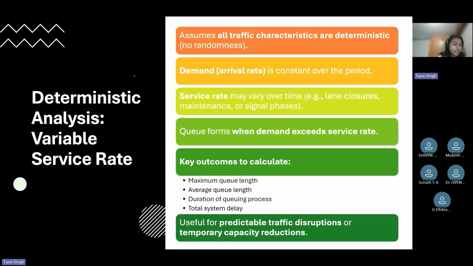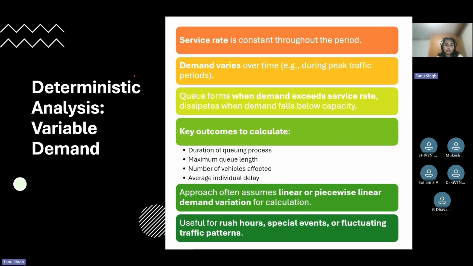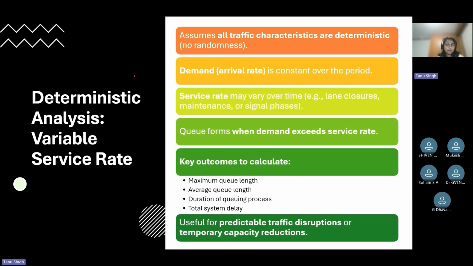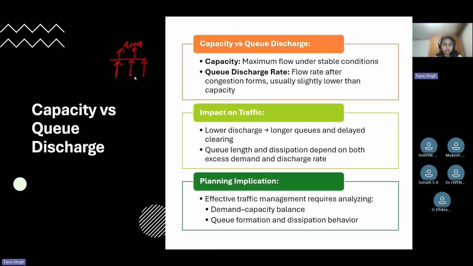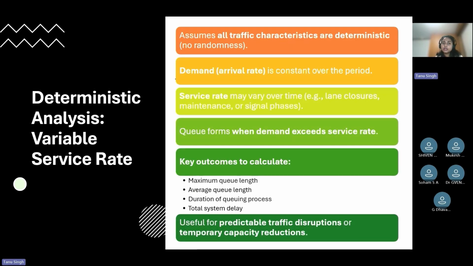In this type of analysis, we assume everything is predictable: the arrival, the departure, the traffic itself. Now in the first case, we focus on the variable service rate. That means the demand or the arrival rate of vehicles stays constant, but in the subsequent case we will see the variable demand. So here the demand is assumed to be constant and the service rate may change over time.